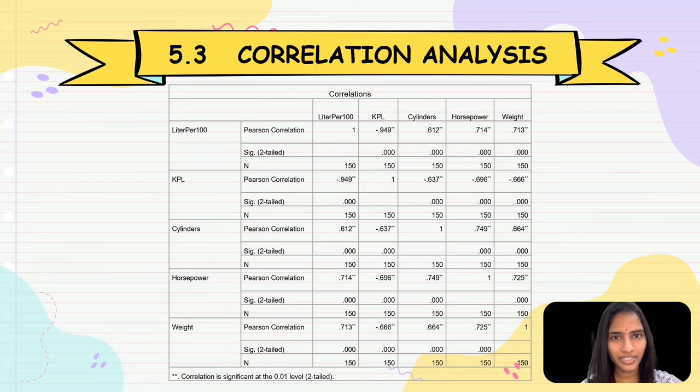Next, we move on to correlation analysis. This is a table that shows the Pearson correlation analysis using the SPSS software. From here, we can measure the correlation between liter per 100, KPL, cylinder, horsepower and weight. The R value between these 5 variables is 1.00.